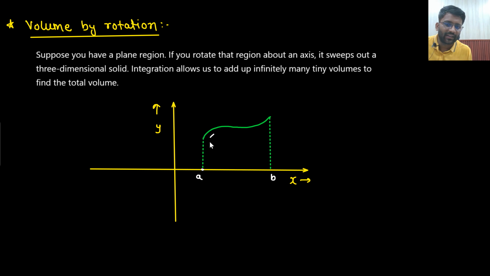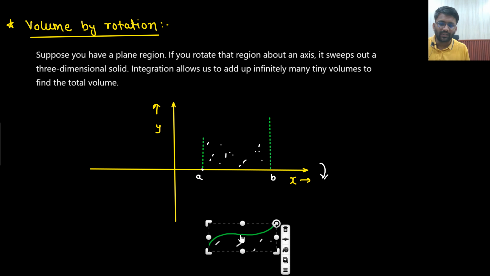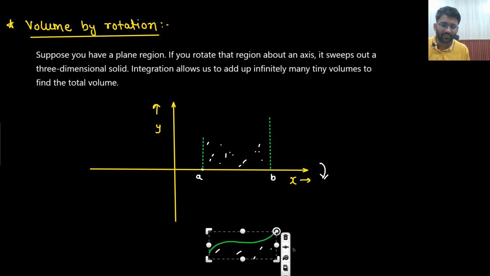Now this plane region you are going to rotate with respect to the x-axis. Then what will happen? Simply I need to take its mirror image. So what will be the mirror image of this particular structure? I just need to take this structure and take its mirror image.